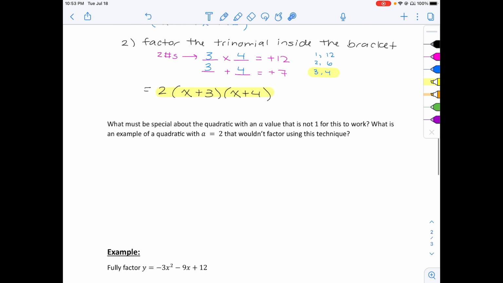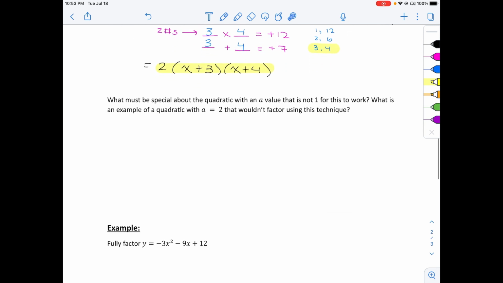So when we are doing this type of factoring, multi-step, where we are common factoring first and then doing the simple trinomial factoring, what we need to keep an eye out for is that the a value needs to be a factor of all 3 terms. Okay, so all 3 terms must be divisible by a.